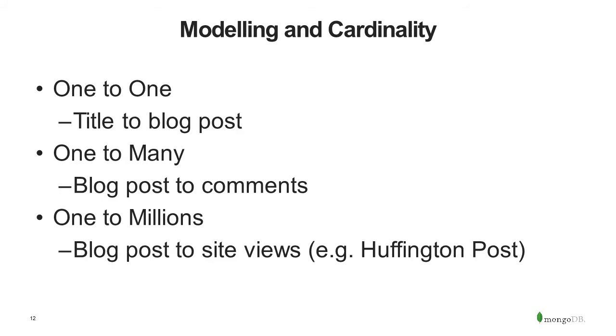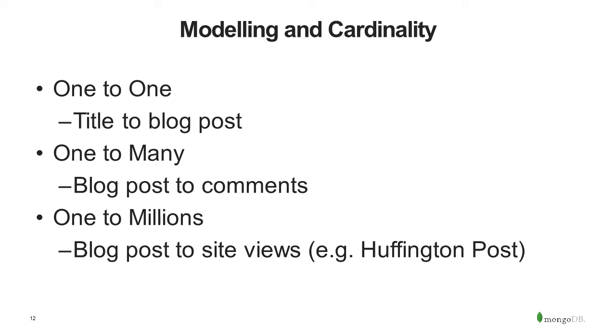So what about modeling and cardinality? Well, think about the ways that we model things. Well, we've got the one-to-one model. So I've got a title, and each title has an associated blog post. There's only one title, and there's only one blog post. I'll show you how that's really straightforward to model. Then there's one-to-many. So for every blog post, we're going to have several comments. If you're TechCrunch, you're going to have hundreds of comments, maybe even thousands of comments per post. If you're the Huffington Post, it could be even worse.